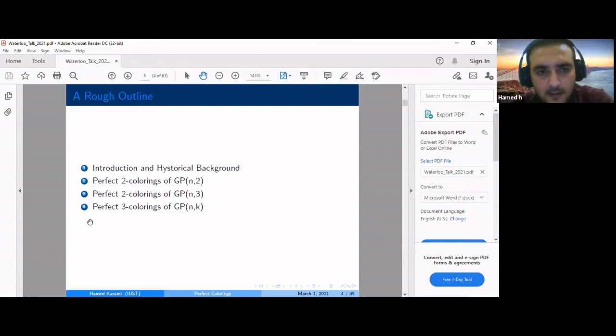Here is a rough outline of what we are going to talk about. At first, we give some introduction and historical background about perfect colorings. And then we go on talking about perfect two colorings and perfect three colorings of GP(n,k).